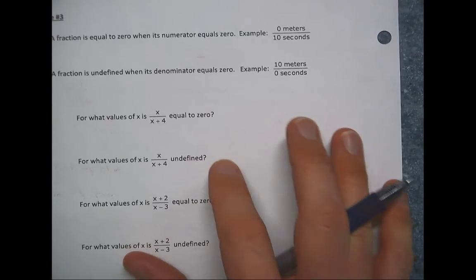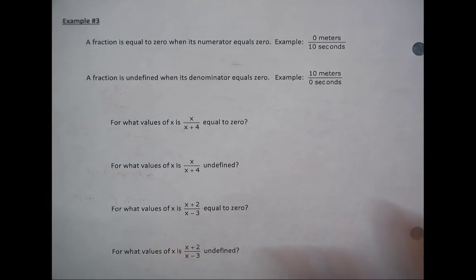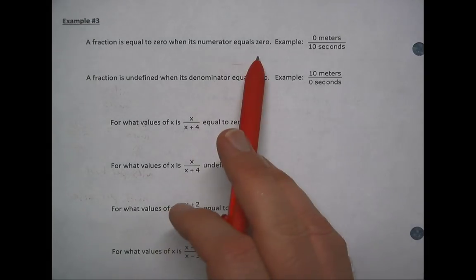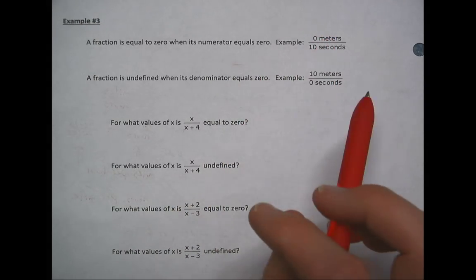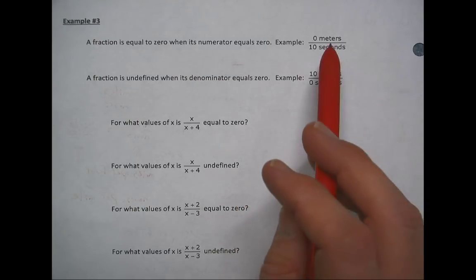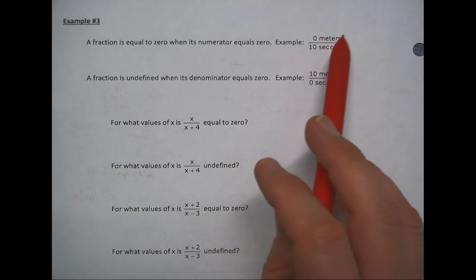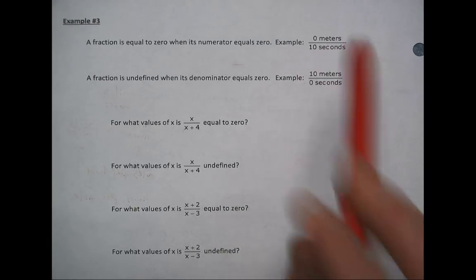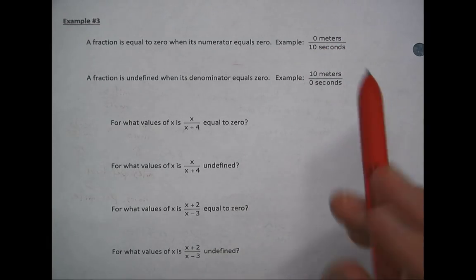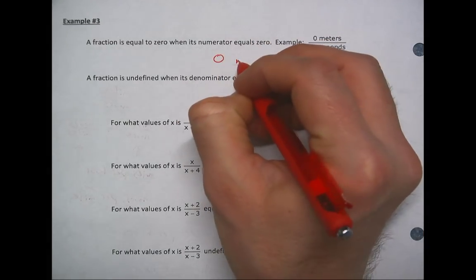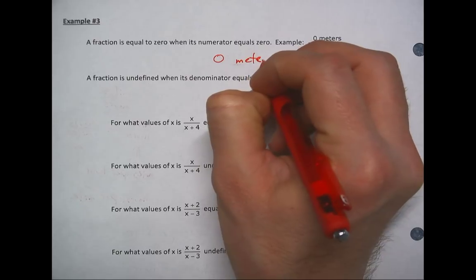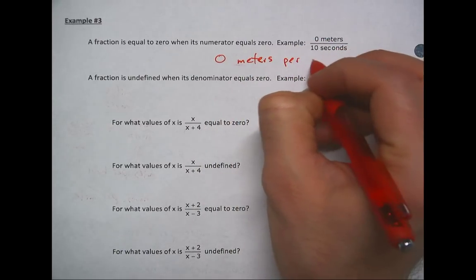All right, so let's flip it over. So we've talked about positives and negatives. What about 0? How does 0 play into this? So a fraction is equal to 0 when the numerator equals 0. So if you had a 0 on top, you can divide 0 by something, and the answer is just 0. In terms of a rate, 0 meters in 10 seconds. So how far are you going? You're going 0 meters per second. You're not moving.